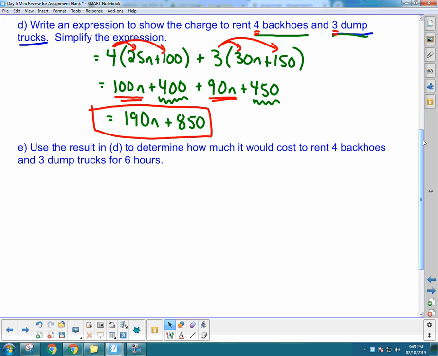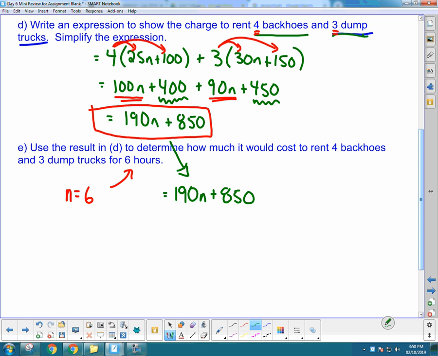In the last question then, we've determined that, okay, I know the price structure. I want 4 backhoes, 3 dump trucks for 6 hours. So when we see 6 hours, this means that N is 6. Well, instead of having to work them out separately, we have one single expression that describes this. 4 backhoes and 3 dump trucks reduces down to 190 times N plus 850. The 6 hours gets substituted.